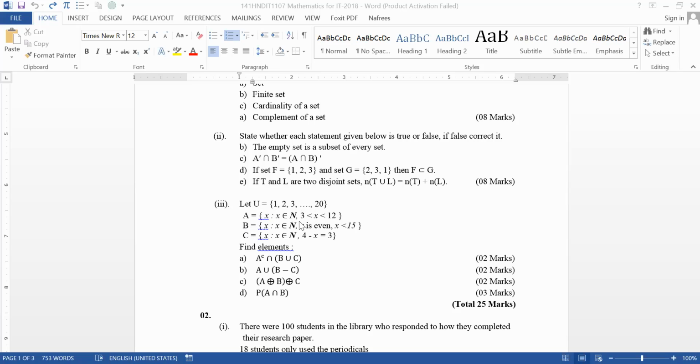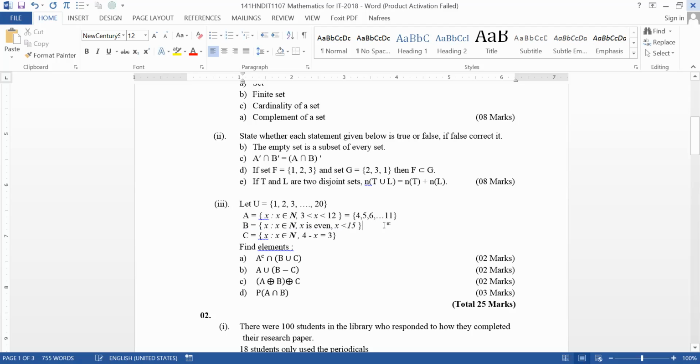How to find A? They say it is an element X which is between 3 and 12. First you have to find this element. If they give you these details, you have to find the element. The element should be greater than 3 and less than 12. Therefore, 4, 5, 6 up to 11.